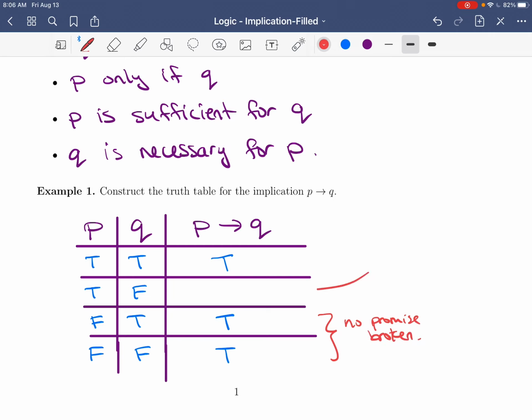This is the only instance where it's false. The premise is true, but the conclusion is false. So that means if you think about the vegetables, I did eat my vegetables, but I did not get dessert. If you're the kid there, you're going to be pretty mad, because your mom broke her promise there. So that's the only time that it's false.